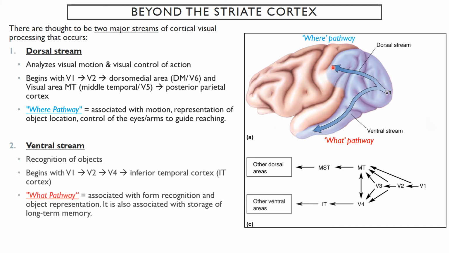Then we have the ventral pathway. Again, it's V1 to V2, and then we have a connection to V4, which is kind of like the first major portion of the ventral stream, which then leads to inferior temporal cortex, and then this is referred to as the what pathway. So neurons in this pathway seem to be less concerned with where things are located in space, but more concerned with what you're actually looking at. So it seems to be heavily involved in form recognition, object representation, and related to memories.